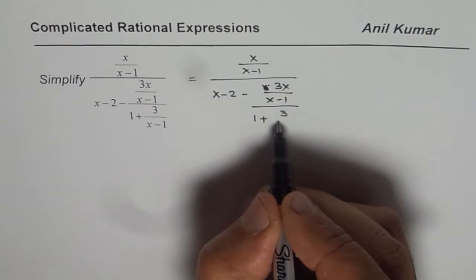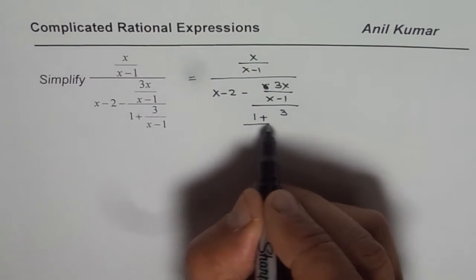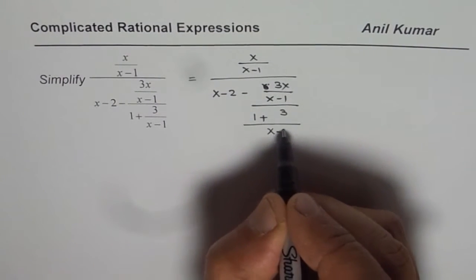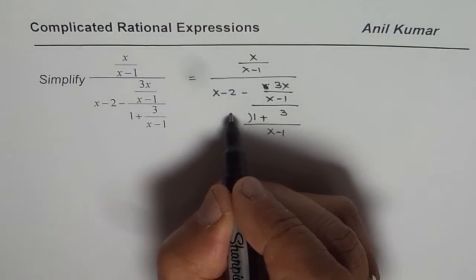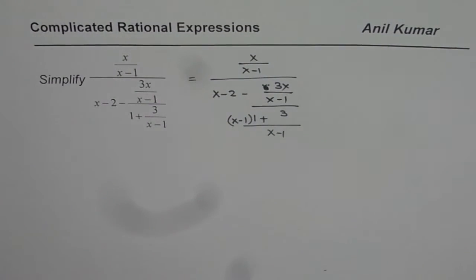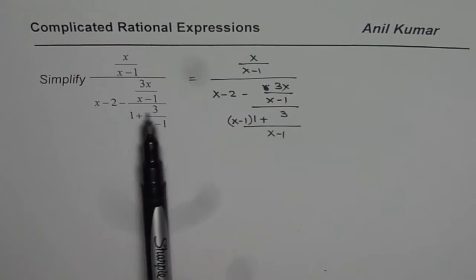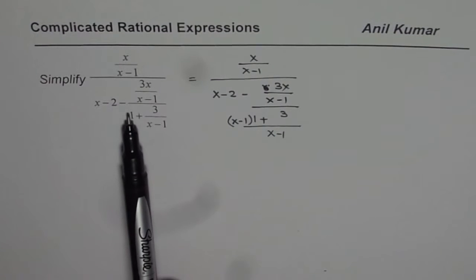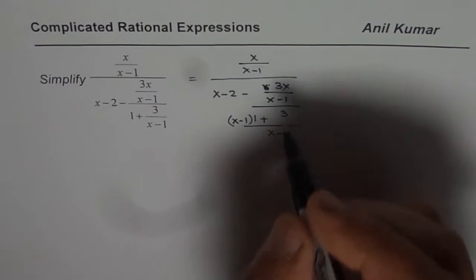So what we can do is take a common denominator of x minus 1, right? When we take the common denominator of x minus 1, we have to multiply 1 by x minus 1. You get the idea. So the first step is we have to add this denominator. So we need a common denominator, so we'll multiply and divide 1 by x minus 1, which I have written like this.